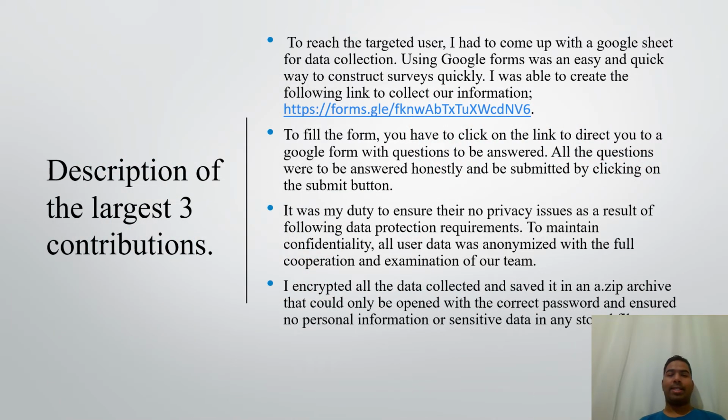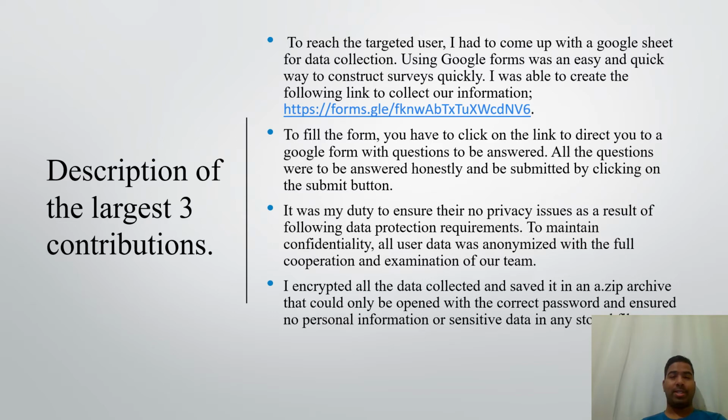Moving on to the next slide, it is about the description of the three largest contributions we made in this project. My part in this project was collecting data from users based on the survey questions. We got the survey questions based on the problems, and based on the problems we did user stories, roadmap, Gantt chart diagrams, everything.